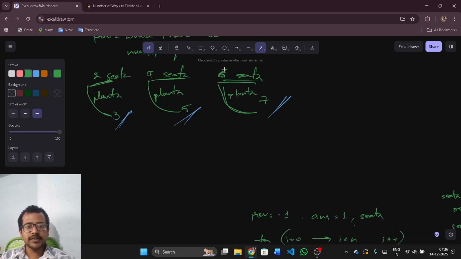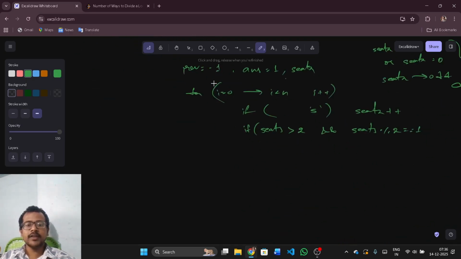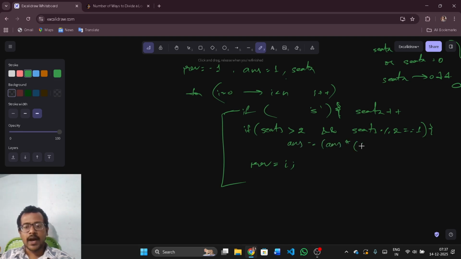When I got 7, when I got 5, or when I got 3, I'm talking about that. If I got like this, I need to place where is this previous. Previous is where I got it as a seed. So if this is a seed, then what I'll do, I'll just change previous is equal to i, right? Now, if seeds is greater than 2 and seeds mod 2 is equal to 1, then I'll just make answer is equal to answer into i minus previous. That's it. I'll be using the modular arithmetic. Now, previous will become i.